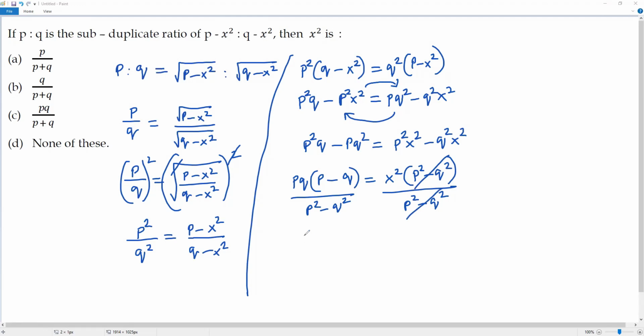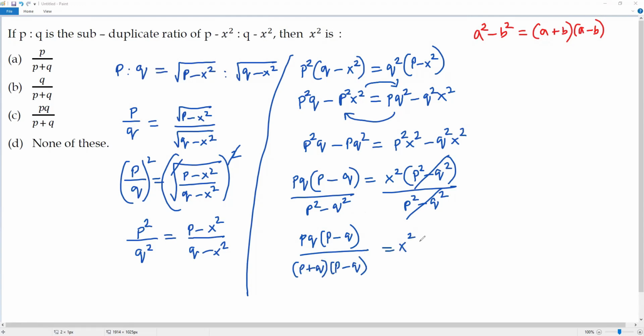So this one will cancel out, leaving PQ times (P − Q) over it. This is in the form of a² − b². In algebra, we have an identity that a² − b² equals (a + b) times (a − b). So this is the factored form of the difference of two squares. Since P² − Q² is exactly in this form, it can be written in factored form, that is (P + Q) times (P − Q).